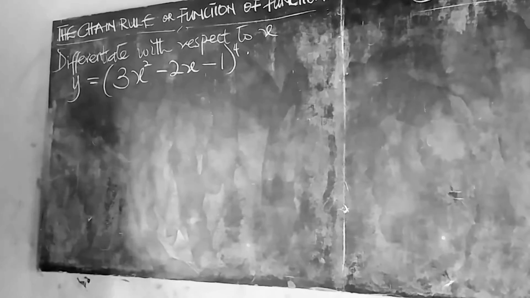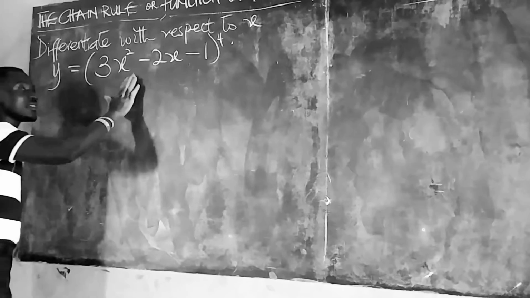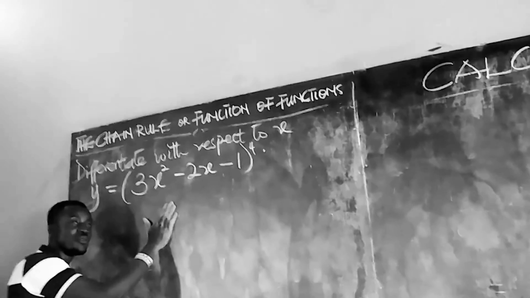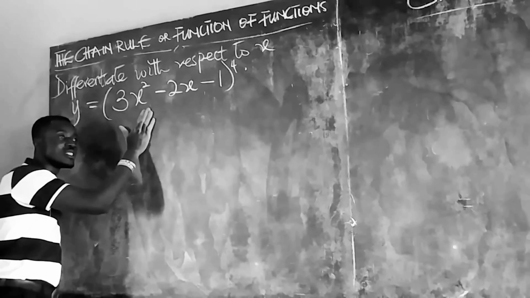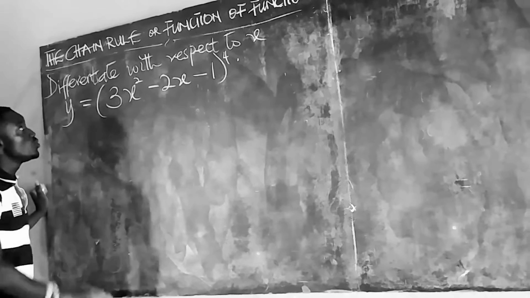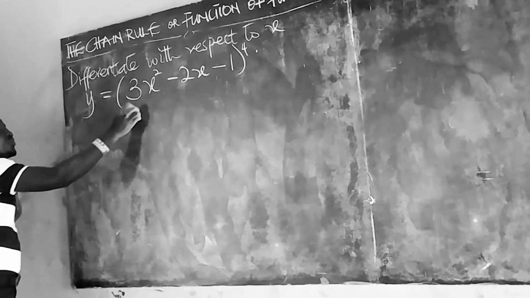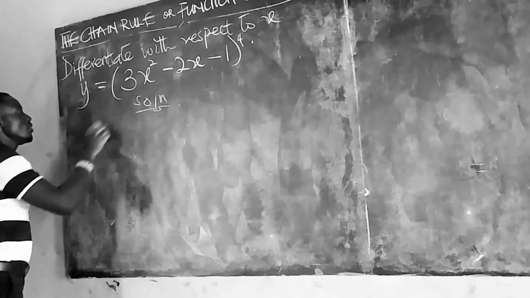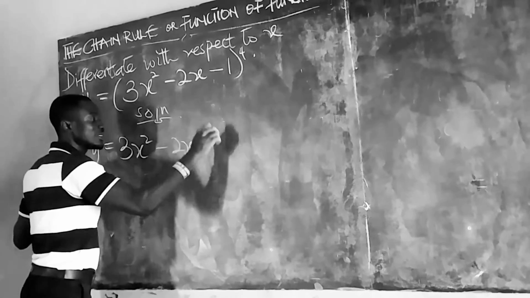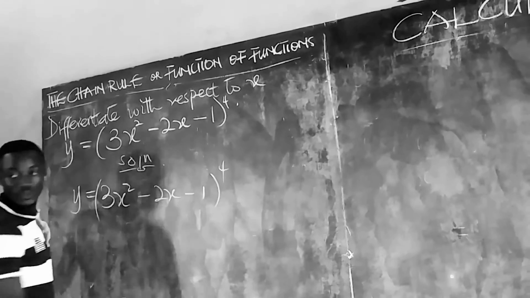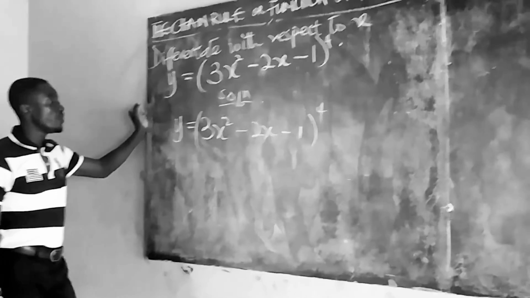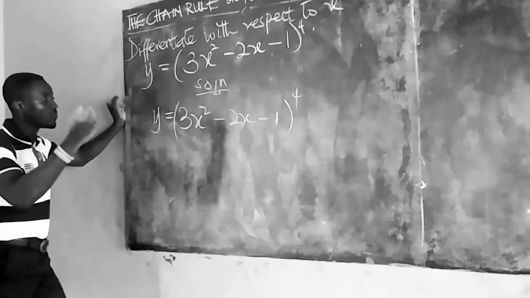As I said, if you try to differentiate the terms inside the bracket, you will get it wrong. I repeat, if you try to differentiate the terms in the bracket, you get it wrong. So let's use the chain rule. With this function, y is equal to (3x squared - 2x - 1) exponent 4.